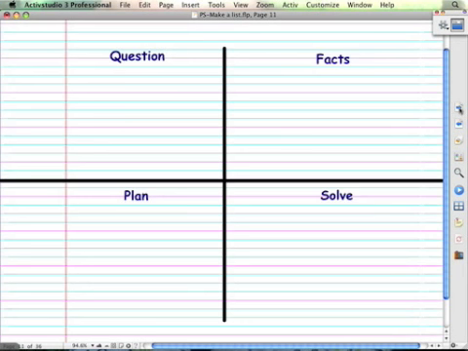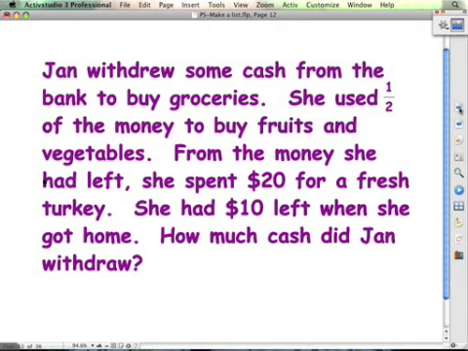First, let's take a second to draw our problem-solving quadrant. Now we're going to go back, read the question again, and this time we're going to look for what we need to answer. Jan withdrew some cash from the bank to buy groceries.